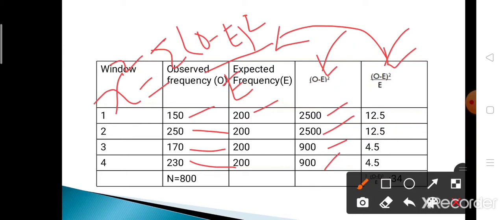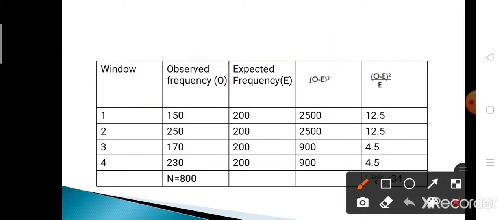Now the last column is (O minus E) square divided by E. That means divide the (O minus E) square column by E. Okay, so 2500 divided by 200, that is 12.5. Then 2500 divided by 200, that is 12.5. Then 900 divided by 200, that is 4.5. And similarly 900 divided by 200, 4.5.